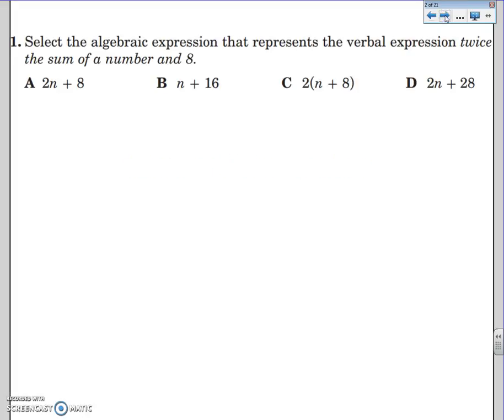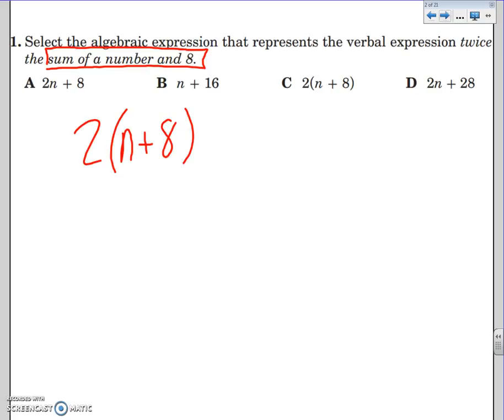First one, select the algebraic expression that represents the verbal expression twice the sum of a number and 8. I see twice the sum of a number and 8. So I need the sum of a number and 8 first. That's grouped together. Then twice means double that. So a number plus 8 is together, I need to double that. So this should be my answer. That is C.